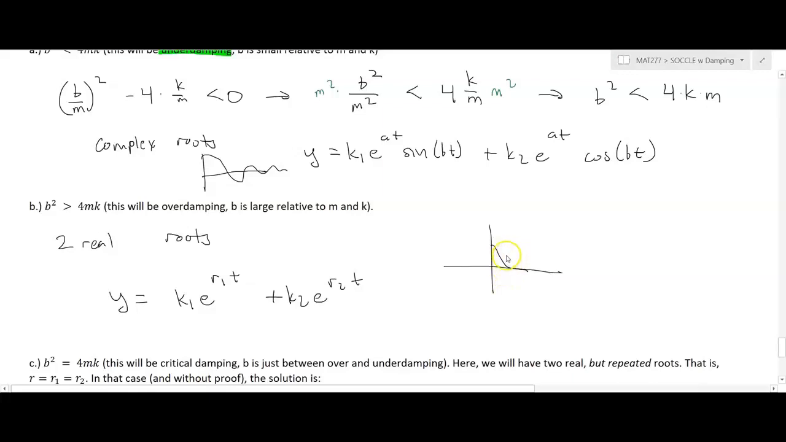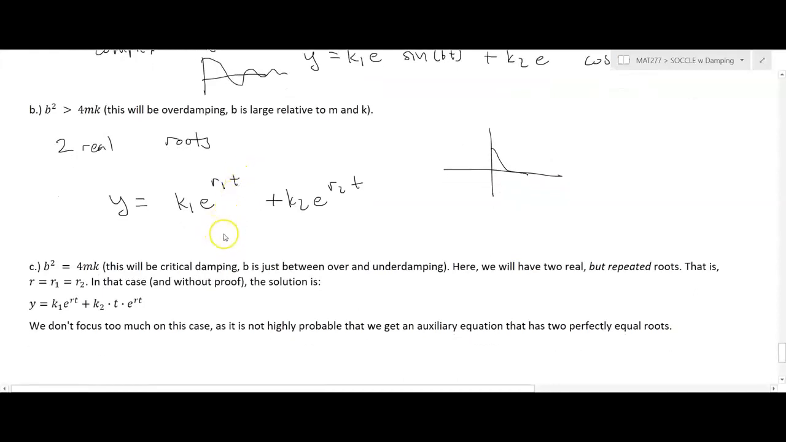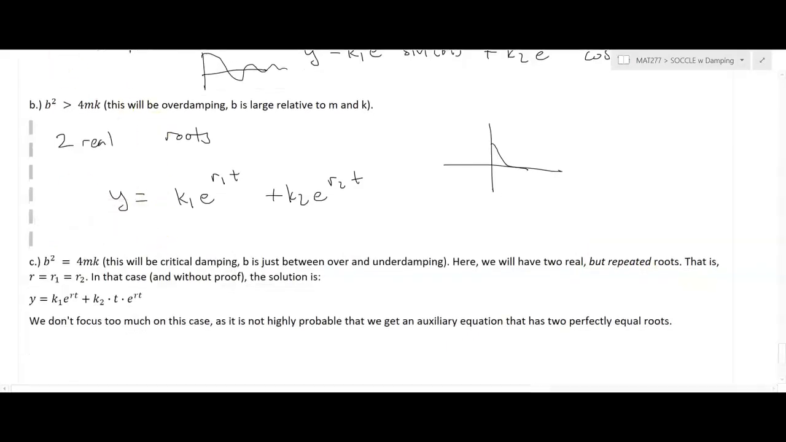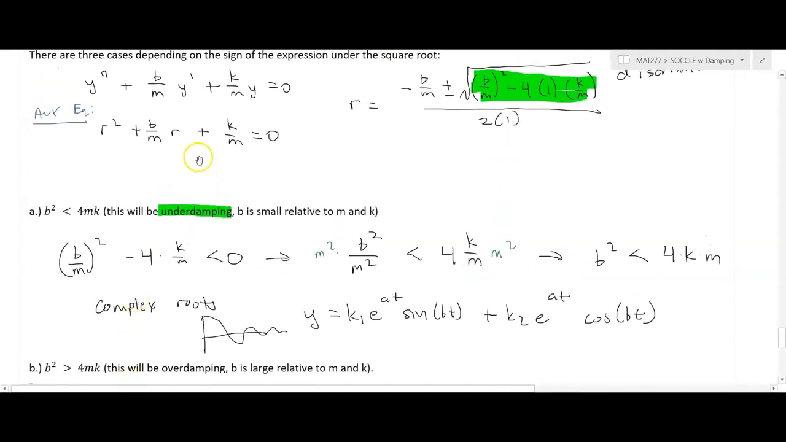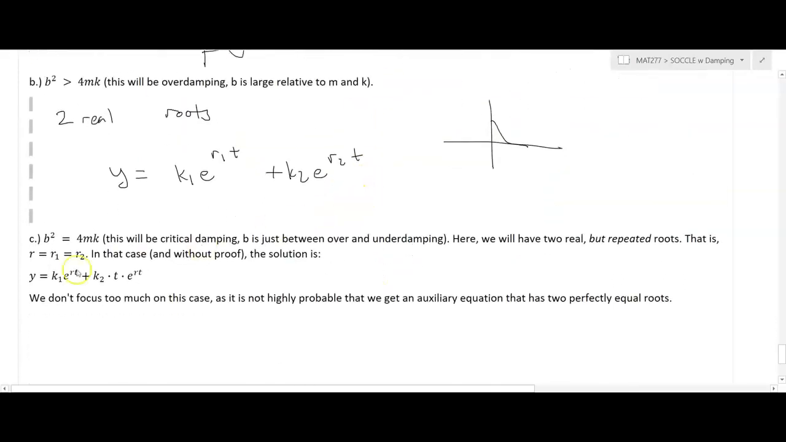It doesn't oscillate whatsoever. Now this is the case that we won't really cover. This is called critical damping, and this is where b is just between over and under damping. Here we have two real roots, but they'll be repeated roots, because if b squared is equal to 4mk, then this square root will be 0, and you'll have two repeated roots, where your roots will be r1 and r2, but they'll be equal.